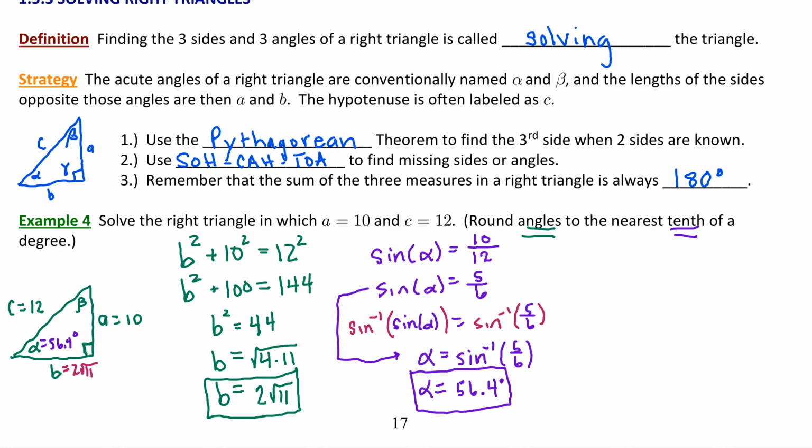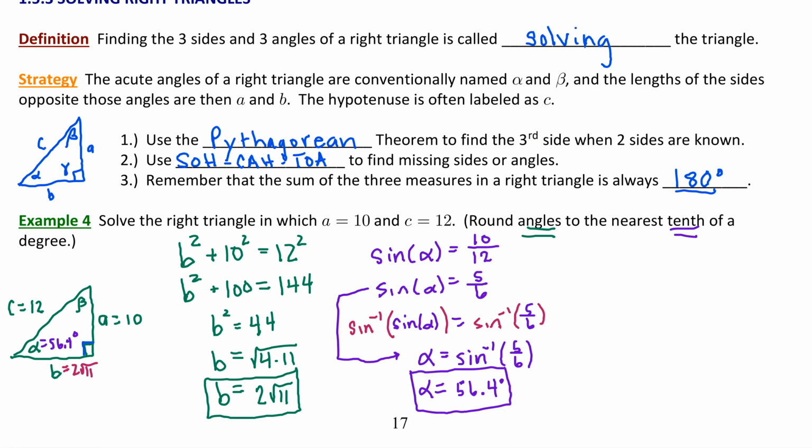Now, we could do the same thing with beta. We could use a trig function. We could do cosine of beta equals 10/12 and then apply an inverse cosine to get beta. Or it could be a little easier here, since we already know two of the angles. Remember, the sum of the angles in the triangle has to add up to 180 degrees.